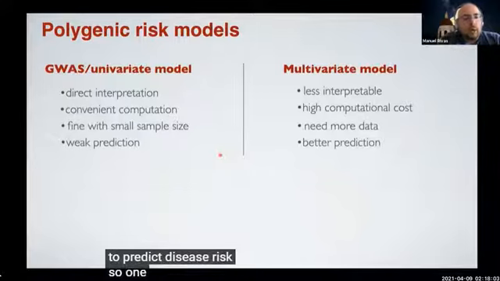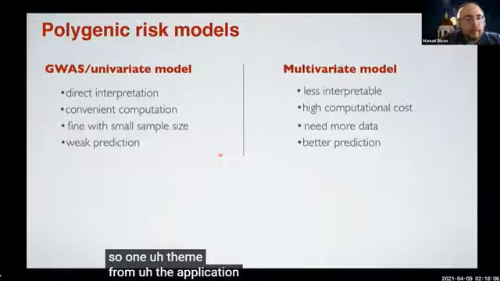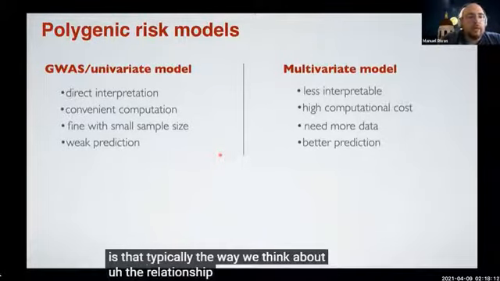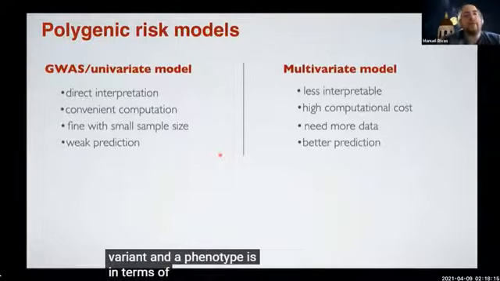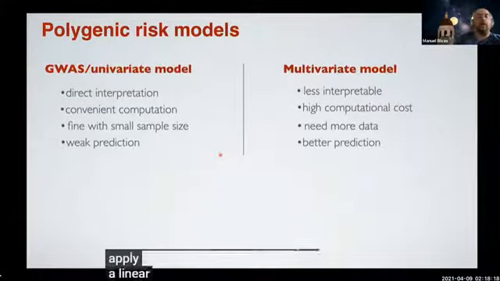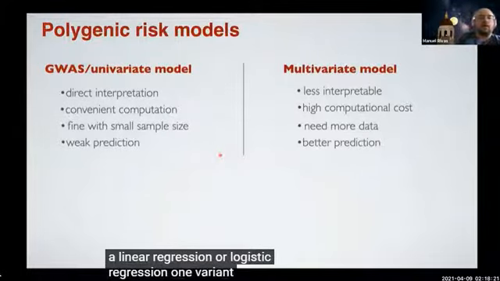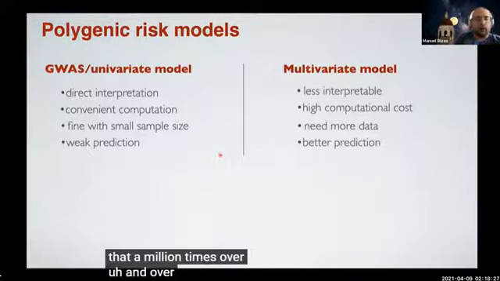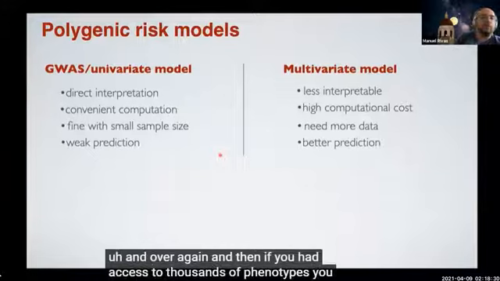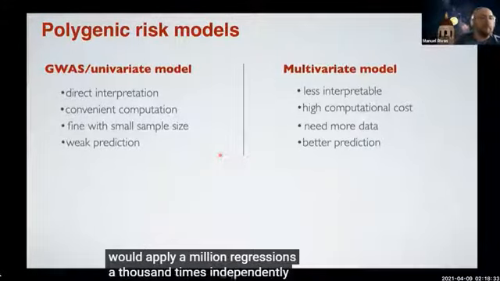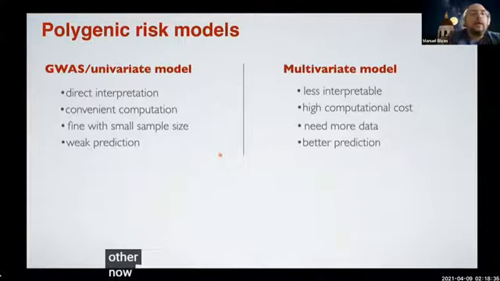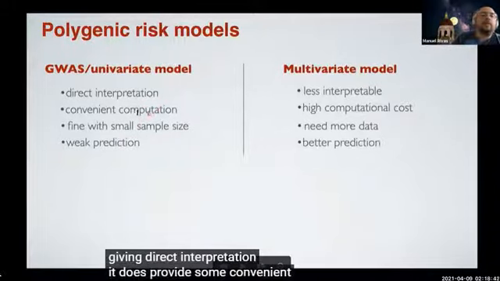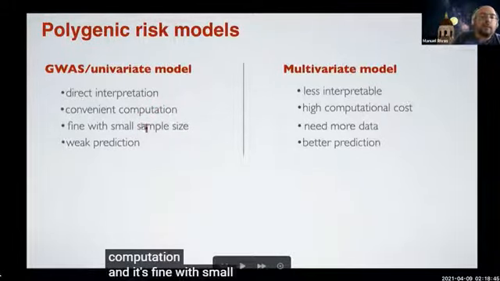So one theme from the application of statistics to human genetic data is that typically the way we think about the relationship between a genetic variant and a phenotype is in terms of a univariate model. So you apply a linear regression or logistic regression, one variant, one phenotype at a time, and you apply that 1 million times over and over again. And then if you had access to thousands of phenotypes, you would apply 1 million regressions 1,000 times independently of each other. Now, this does provide the benefit of giving direct interpretation. It does provide some convenient computation, and it's fine with small sample sizes.